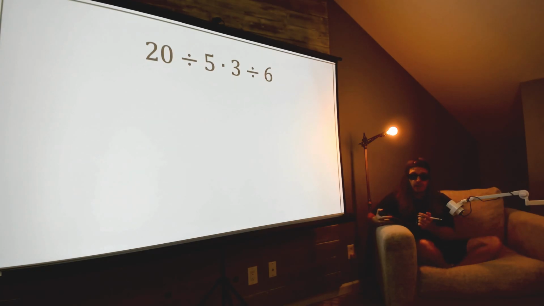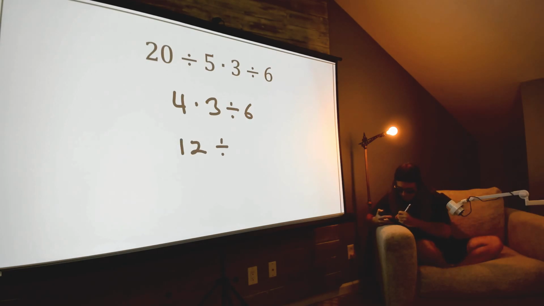Next, we have 20 divided by 5, which is 4. So 4 times 3 divided by 6. Next, 4 times 3 is 12, and 12 divided by 6 is 2. The answer there is 2.